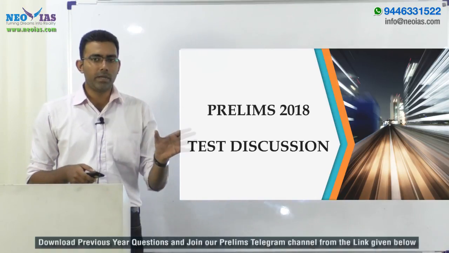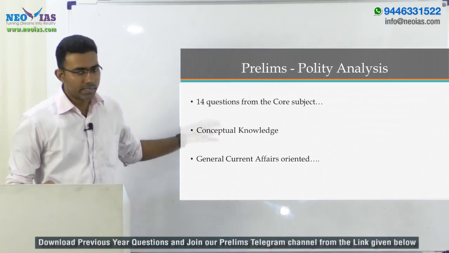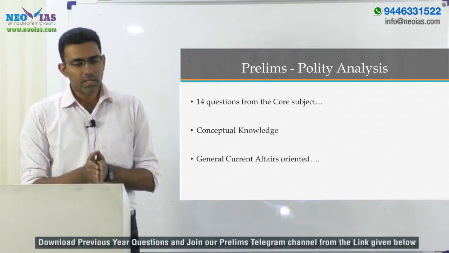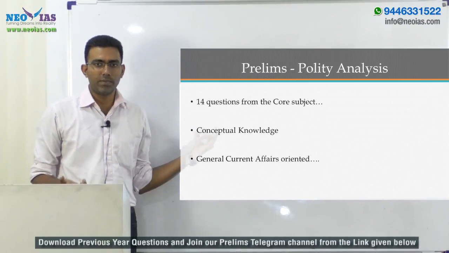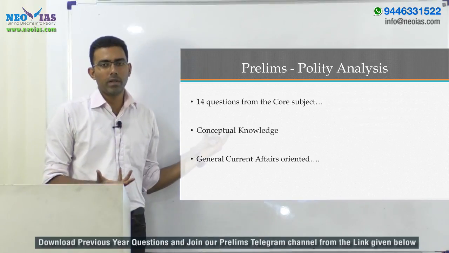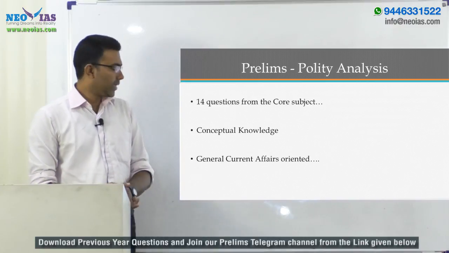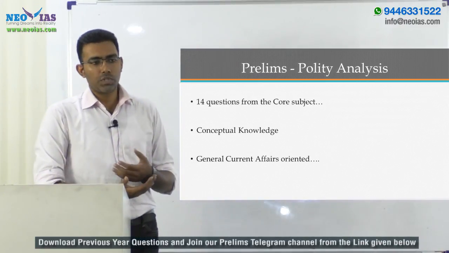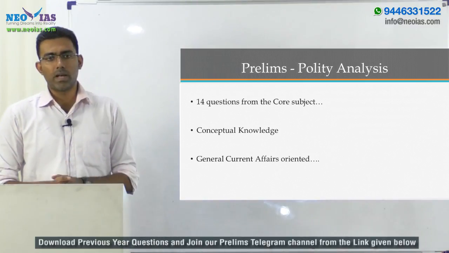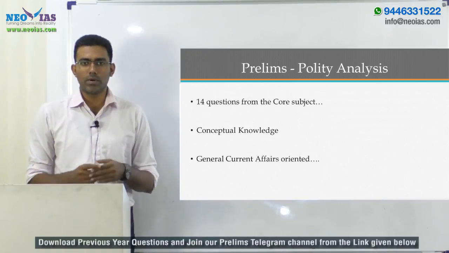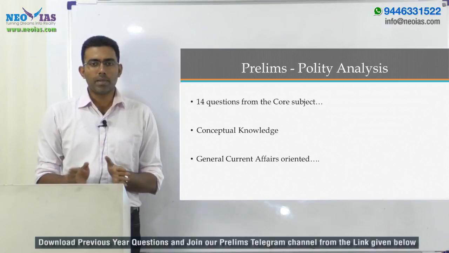From the Indian Polity side, there were 14 questions asked from the core subject, and you can classify them into two categories. The first category is the conceptual questions, which measure your conceptual knowledge in that particular area. The second category is general current affairs, with questions like Aadhaar, which was in the news. That's the reason such questions were asked.